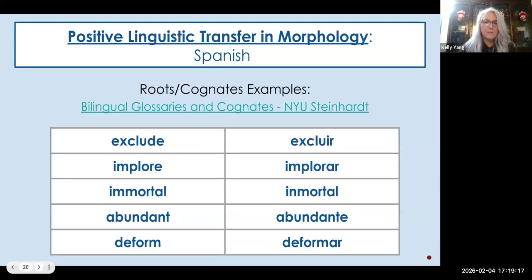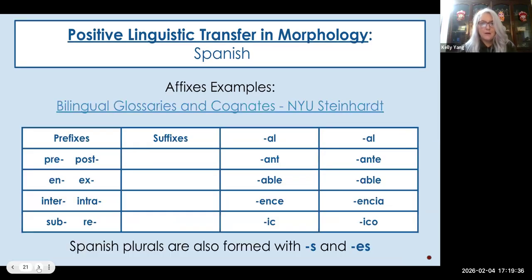These are some examples of Spanish. And you can see the positive transfer that you could do when you're teaching roots like PLOR or MORT or form. They're right there in both languages. Same thing for our affixes. There's a lot of prefixes and suffixes that are almost the same. So knowing that, I think, is just very useful when we're teaching our students.